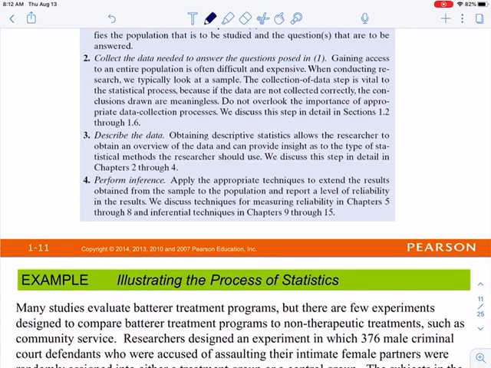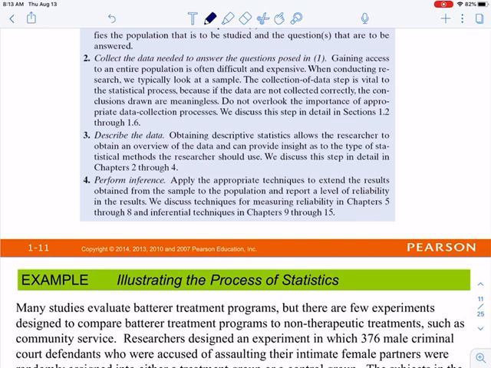Third, describe the data. Obtaining descriptive statistics allows the researcher to obtain an overview of the data and can provide insight as to the type of statistical methods the researcher should use. We're going to discuss that step in detail in chapters 2 through 4.